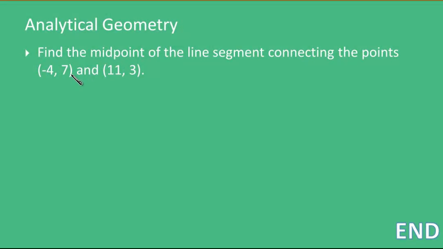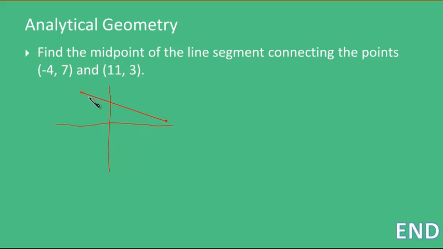Here we are given these 2 points, and we need to find the midpoint of the line segment connecting them. So once again, let's just draw this. And I apologize for not having a very steady hand. So (-4, 7) should be roughly around here. This is just a rough sketch, and (11, 3) somewhere around here. And now we're going to draw a line segment between these 2 points, and there's our line.